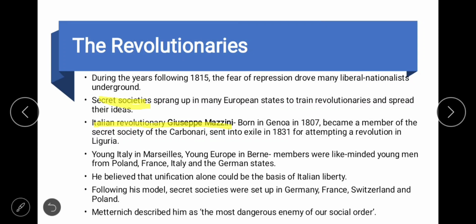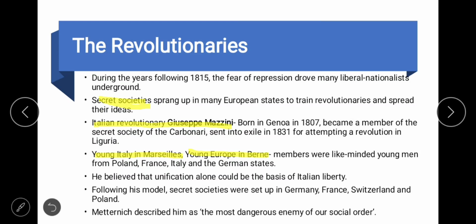First was Young Italy in Marseilles, and Young Europe in Bern. These are the names of the two secret societies he had founded.